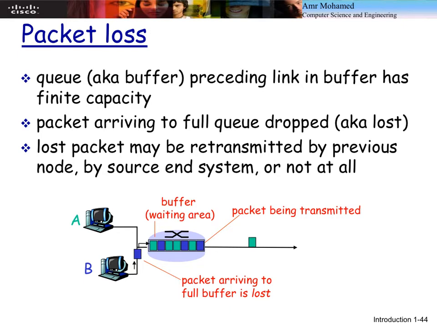So packet loss happens when the queue inside a specific router is full and you send a packet to this router, so the router will have to drop the packet. And we said that dropping this packet does not mean that the packet will never reach the receiver. If you use any reliable protocol from the transport layer point of view, you can retransmit this packet again.